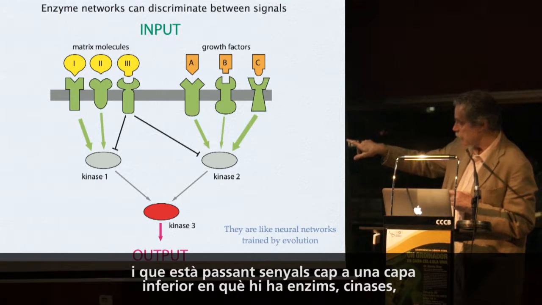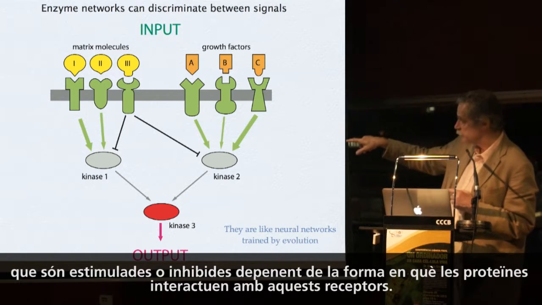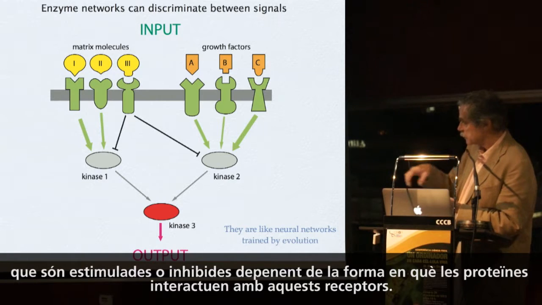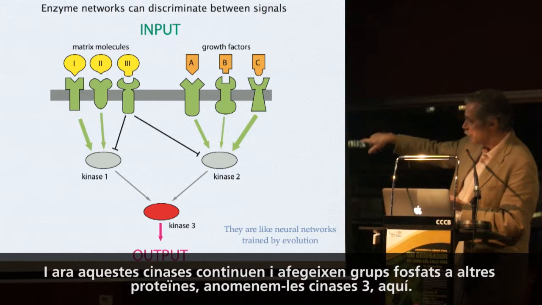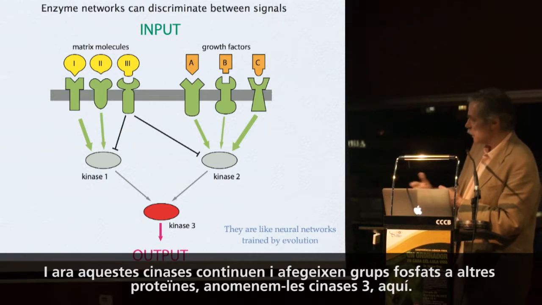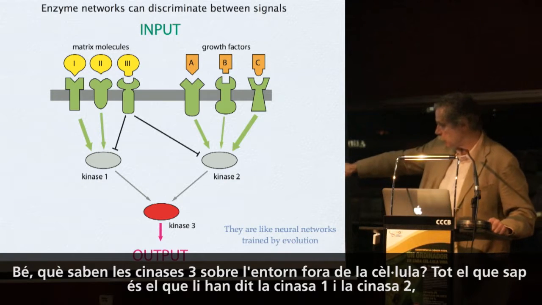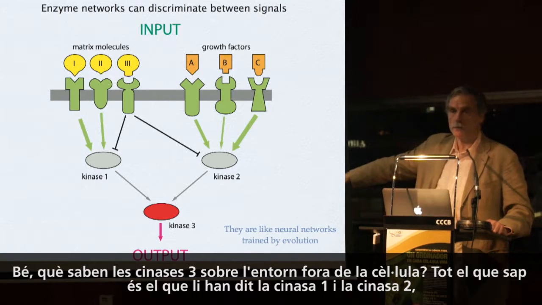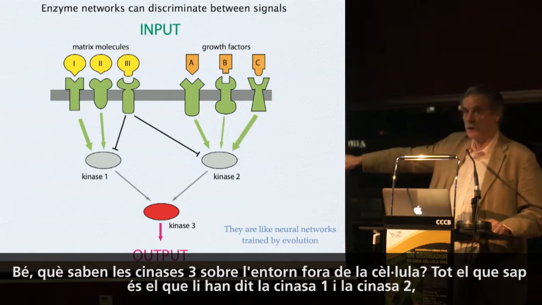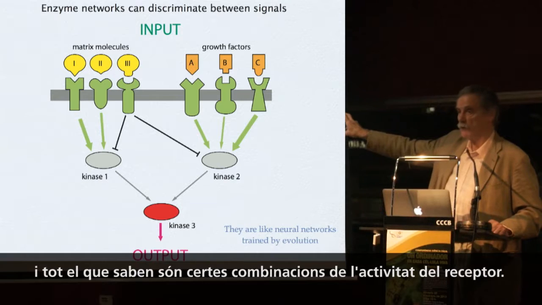down to a layer in which there are enzymes, kinases, which are stimulated or inhibited depending on the way that the proteins interact by these receptors. And now these kinases go ahead and add phosphate groups to some other proteins, shall we say a kinase 3 here. Now, what does kinase 3 know about the environment outside the cell? All it knows is what it's told by kinase 1 and kinase 2. And all they know is certain combinations of the receptor activity.